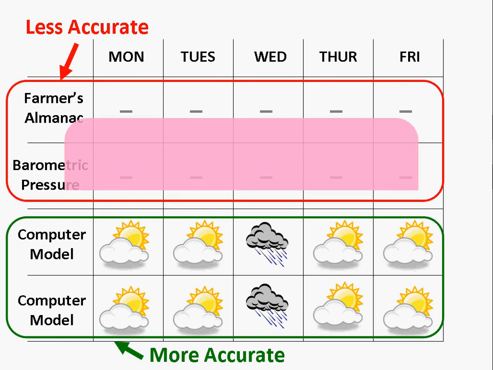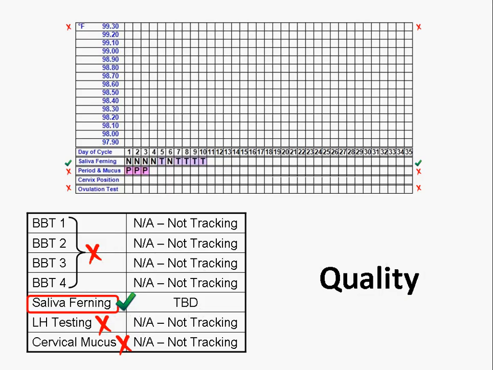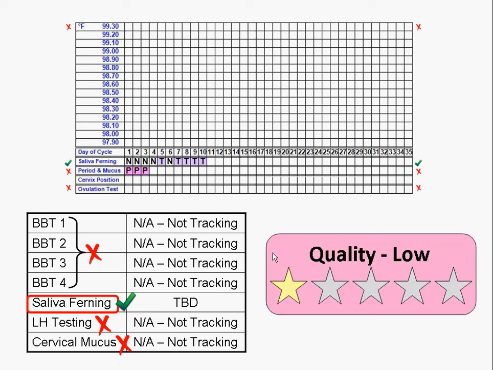Taking a look at ovulation charts, quality works quite similarly. In this chart, the only symptom that's being tracked, you'll notice here, is saliva ferning. Other symptoms such as cervical mucus, ovulation testing, and basal body temperatures are not being tracked in this cycle. Although we may be able to come up with an ovulation date estimate, because the symptom that we're basing that estimate on is less accurate, we would consider the quality of this estimate to be low. Saliva ferning is not necessarily as good of an indicator of ovulation.